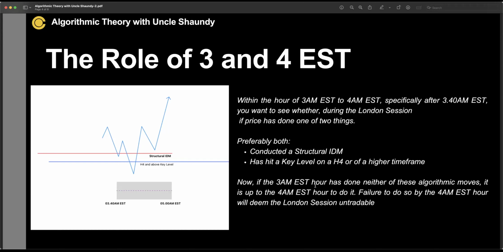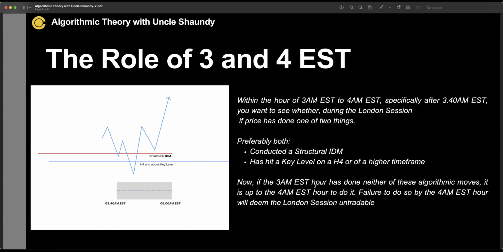You want to see whether price has done a structural inducement, or whether price has hit a key level that is stemming from the 4 hour or higher time frame key level. Now, if the 3 a.m. EST hour has done neither of these things, these algorithmic signatures of price, if they are not present in price action during this time, it is up to the 4 a.m. hour to do it. Failure to do so by the 4 a.m. hour itself, because that's your last stand, will deem the London session untradable.